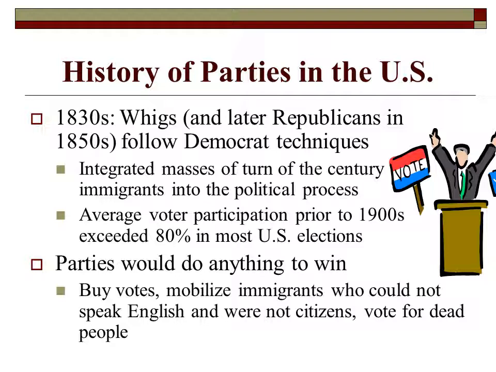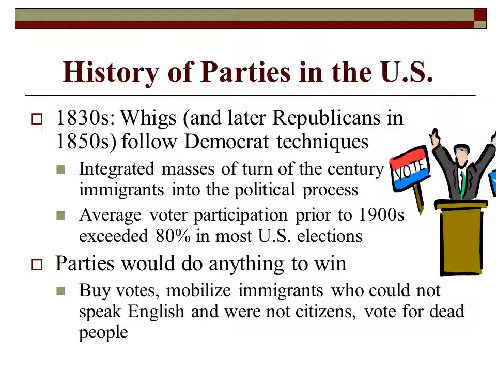1830s, we're seeing the Whigs, later the Republicans in the 1850s, are going to follow this Democratic technique. They integrate the masses of the turn of the century, immigrants, into the political process. So as we're opening up the vote, giving it to more people, changing election laws to figure out how we're going to do things, we are now seeing what types of people we have to reach out to.